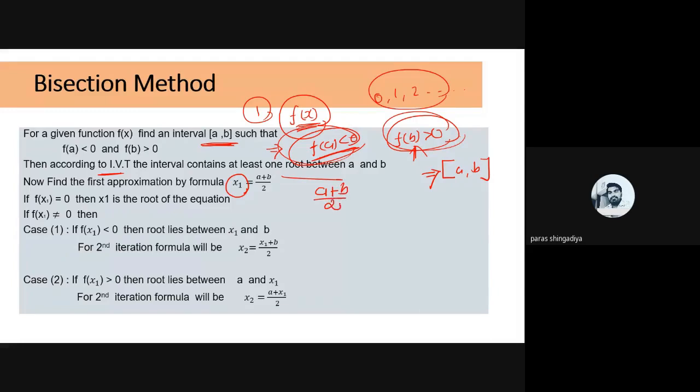Okay, a plus b by 2. This is your first approximate answer of the given equation. Consider it the average value, a plus b by 2. Now, in the next step, check the function output at x1. That means f(x) is given, replace x by x1 in this equation and check its output.